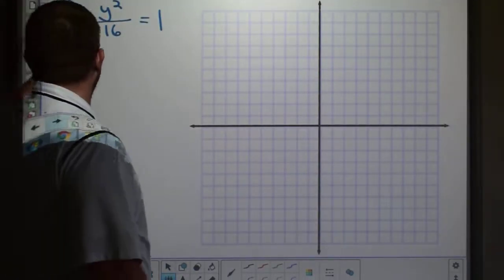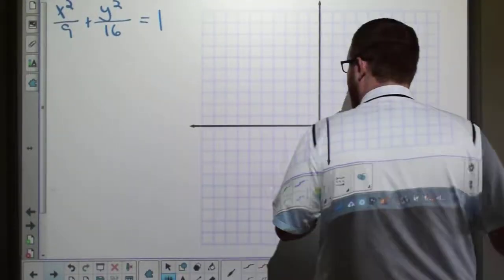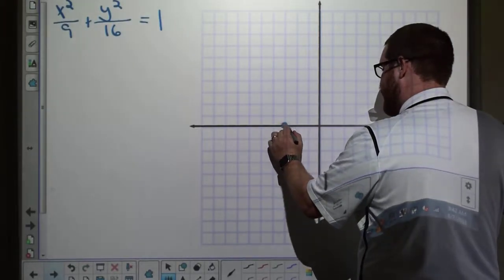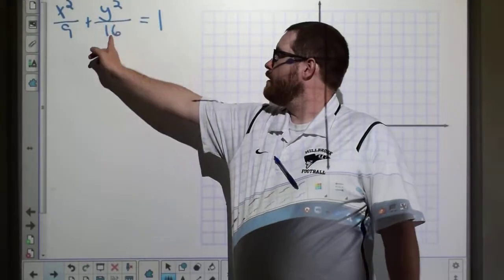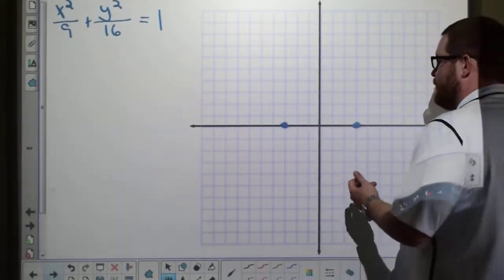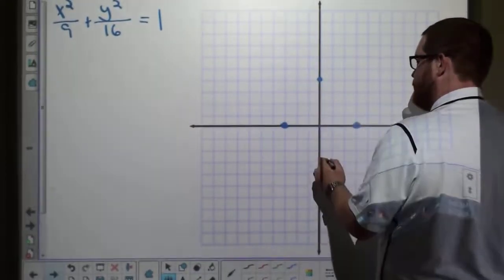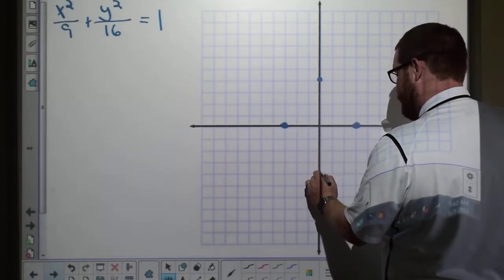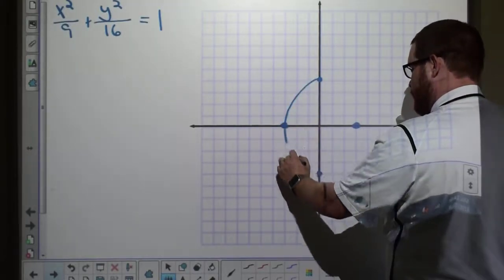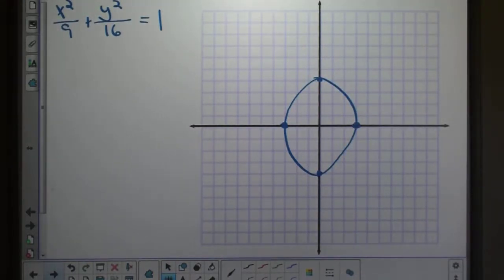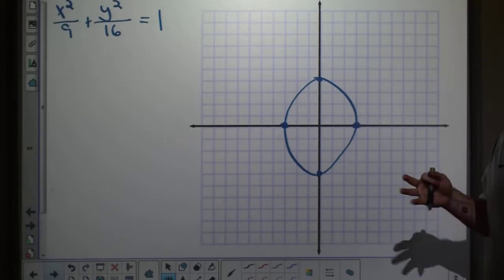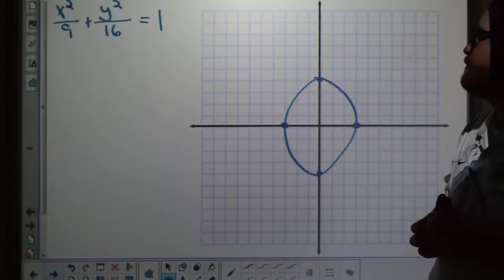So, the x is over 9, so the square root of 9 is plus or minus 3. So I'm going to put a dot at negative 3 and positive 3. The y is over 16. The square root of 16 is plus or minus 4. So I'm going to go up to positive 4, and I'm going to go down to negative 4. I'm going to draw my circle. Perfect. Okay. I said circle, I'm wrong. That's not a circle, it's an ellipse.